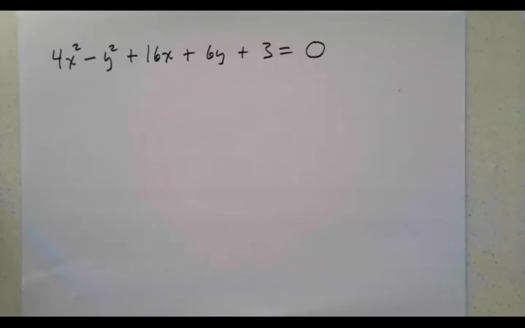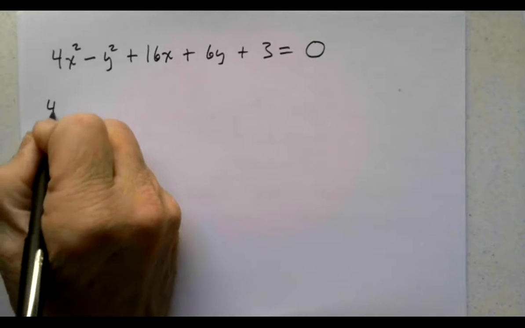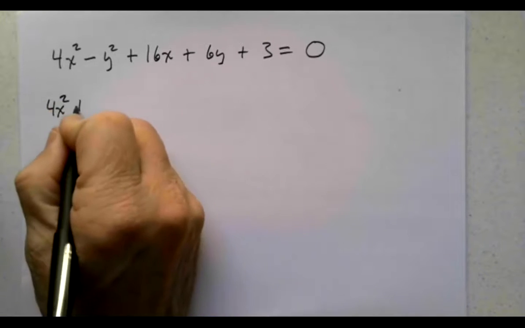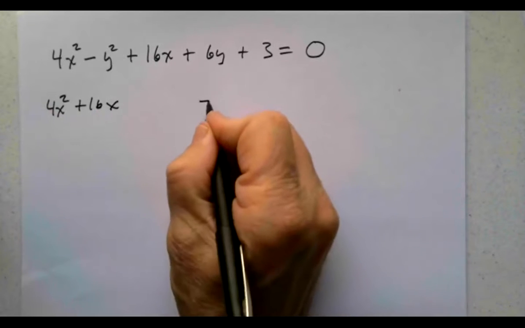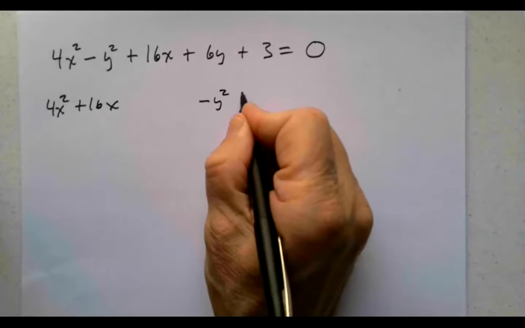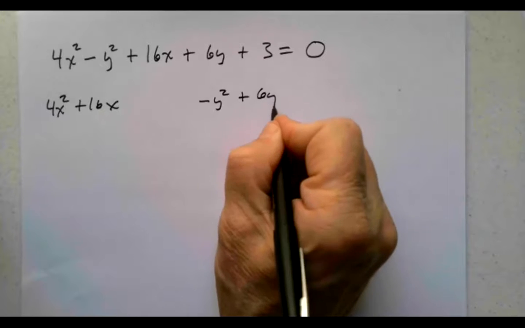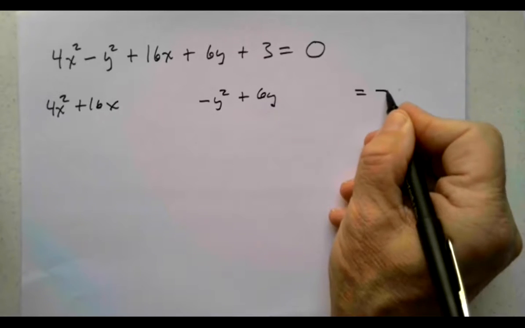So this question is 4x squared minus y squared plus 16x plus 6y plus 3 equals 0. We want to analyze this, find all the relevant information, and eventually graph it. So let's put the x's together: 4x squared plus 16x. Let's put the y's together: minus y squared plus 6y.